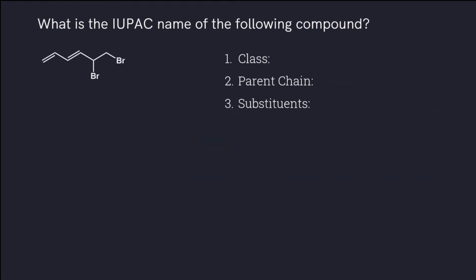In this next example, we have an alkene with two double bonds. We call this compound class a diene. It's a special kind of alkene with two double bonds, which is why we have the prefix di to indicate that there are two double bonds. We can also just name this as an alkene.